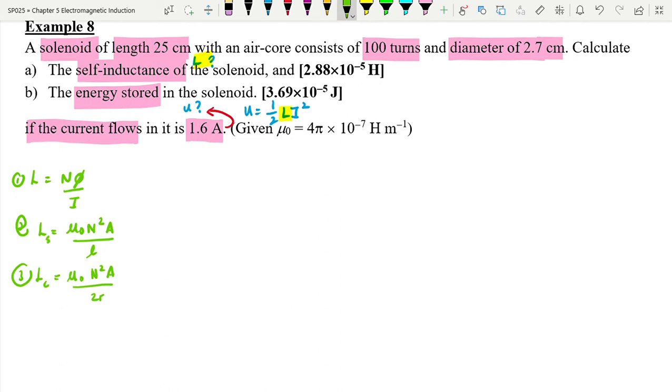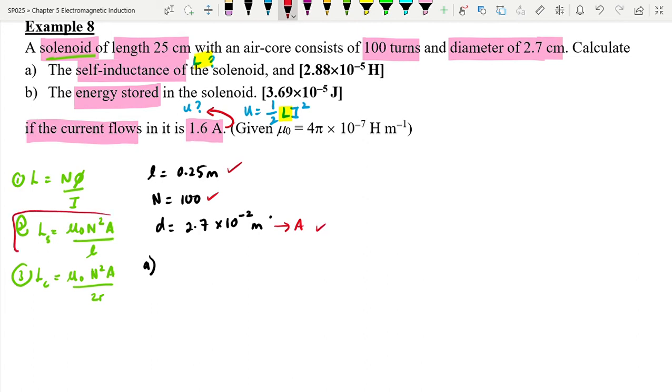Jadi formula mana yang sesuai? Walaupun soalan ni adalah solenoid, kita kena tengoklah apa information yang kita ada. Antara information yang kita ada adalah length of the solenoid, which is 0.25 meter, saya dah terus convert. Number of turns is 100. Dan diameter, which is 2.7 cm, saya convertkan pergi meter. Soalan A minta L. Kita ada N, kita ada diameter so kita boleh cari area, dan kita ada L. So formula yang sesuai adalah formula number 2.